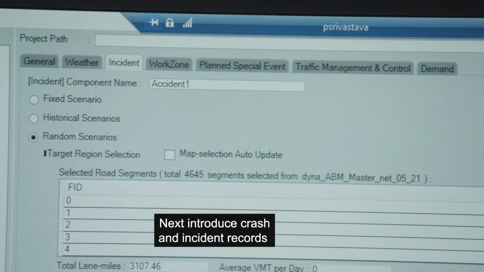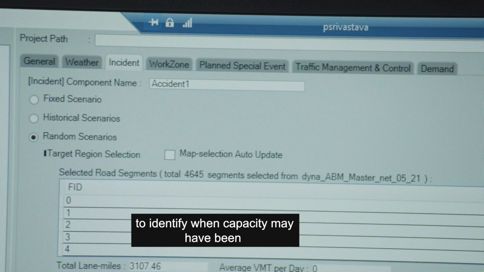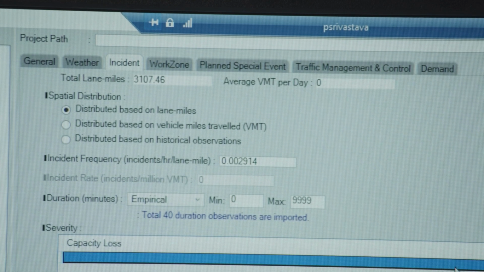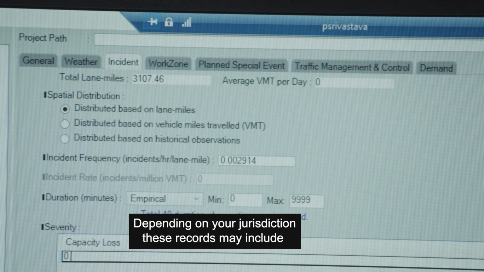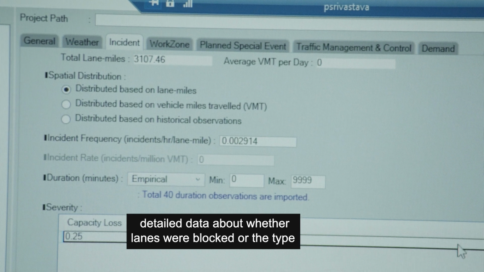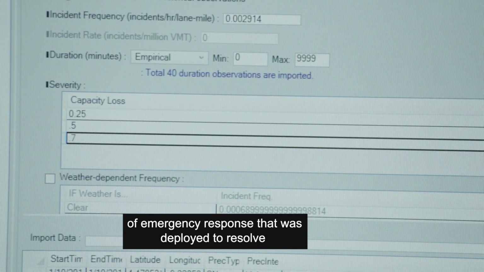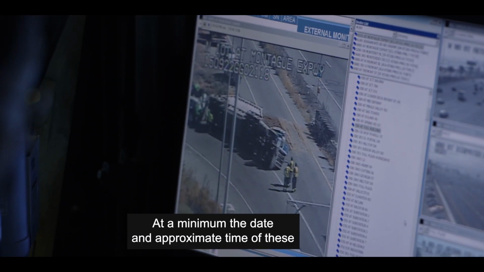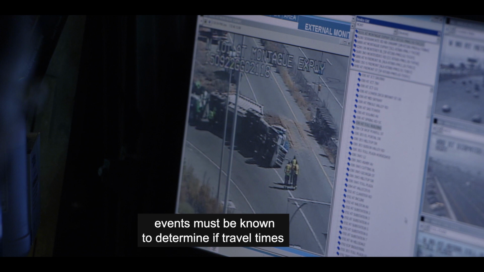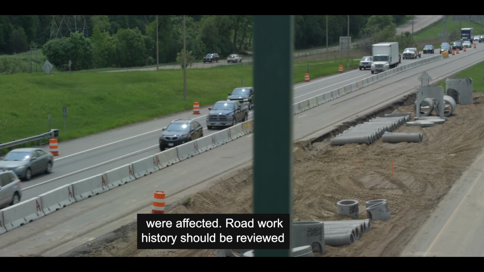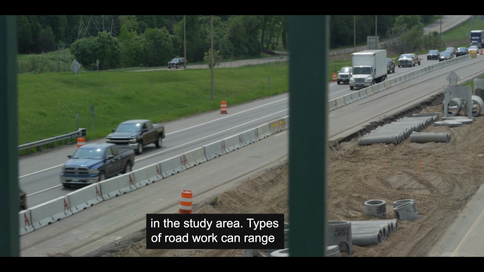Next, introduce crash and incident records to identify when capacity may have been compromised by these factors. Depending on your jurisdiction, these records may include detailed data about whether lanes were blocked or the type of emergency response that was deployed to resolve the situation. At a minimum, the date and approximate time of these events must be known to determine if travel times were affected. Roadwork history should be reviewed in the study area.